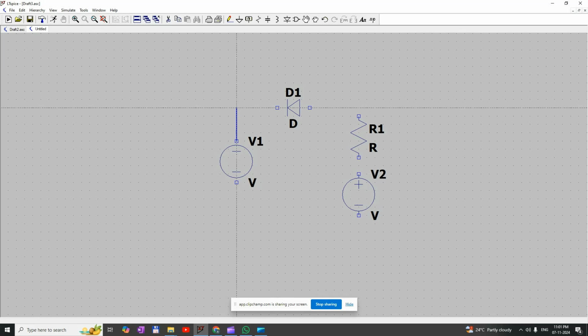Let us connect one by one. Positive terminal of the input supply connected to the cathode of the D1, and anode of the D1 connected to one terminal of the resistor R1, and another terminal is connected to the positive terminal of the biasing voltage. Let us connect negative to the ground.